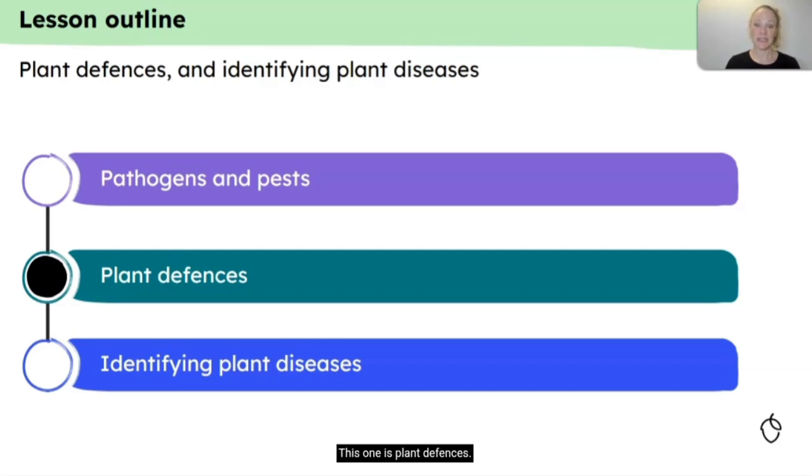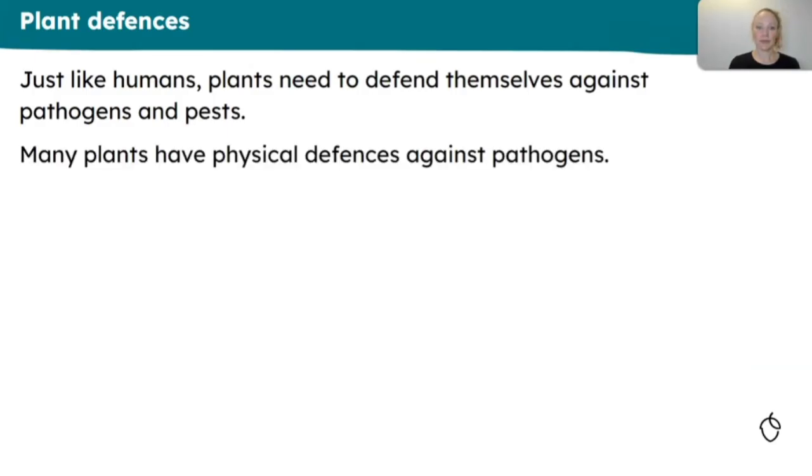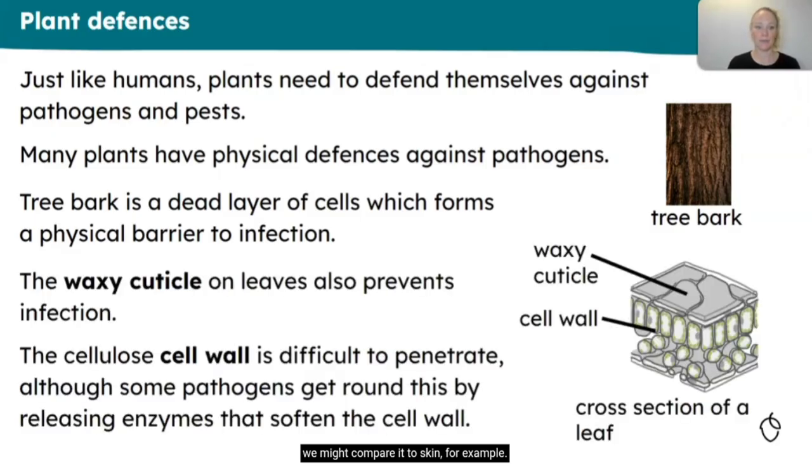This one is plant defenses. So just like humans, plants do need to defend themselves against pathogen pests. They have many physical defenses against pathogens, so things like the tree bark. It's actually a dead layer of cells which forms a physical barrier to infection. I suppose if we were going to compare it to humans, we might compare it to skin, for example.